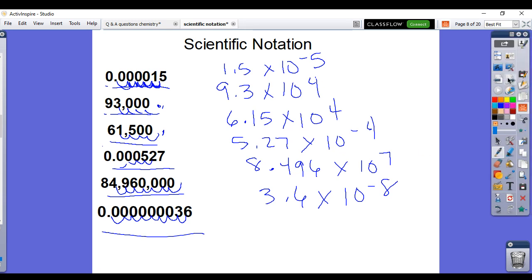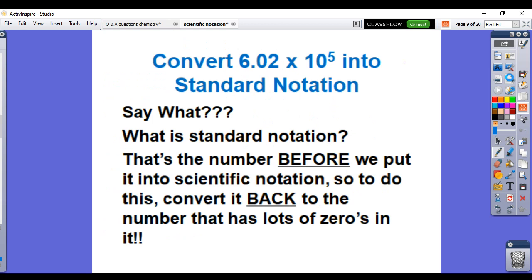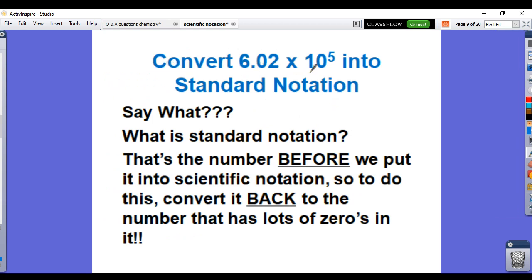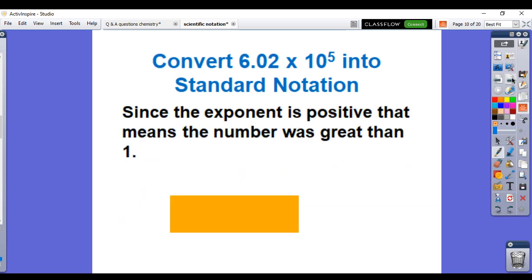All right, so what about this number here? Convert 6.02 times 10 to the fifth into standard notation. So what does that mean? So now we're going to go the opposite. It's standard notation because that's the number before we put it into scientific notation. So to do that, we got to convert it back, and that's where you have those zeros.